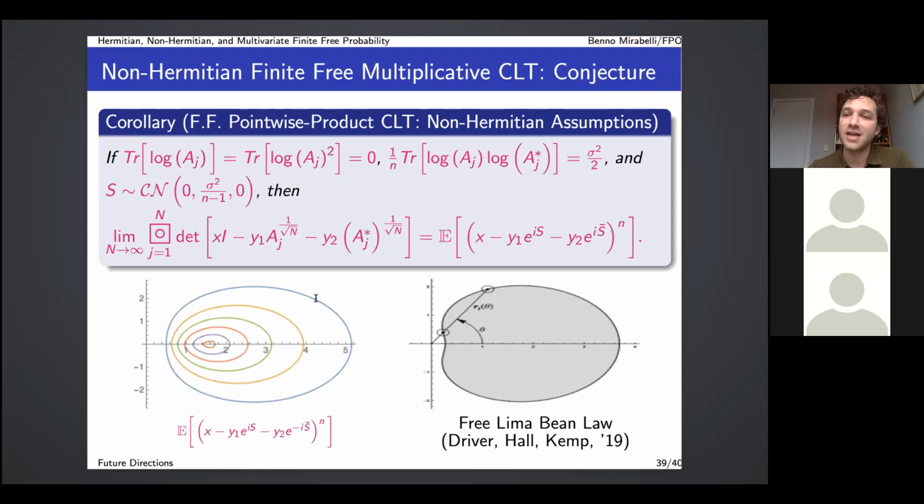So I can plot its higher rank numerical ranges, and for some value of sigma squared, I got these higher rank numerical ranges, which look, to me at least, related to the non-Hermitian free multiplicative central limit theorem that Driver, Hall, and Kemp found, which they called the Lima bean law because of how it looks. I think these two things look similar, so that might be interesting to look into.